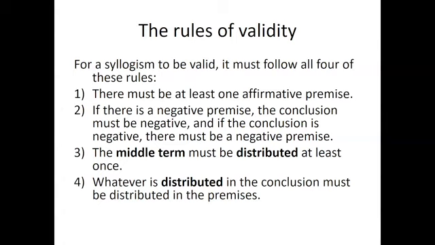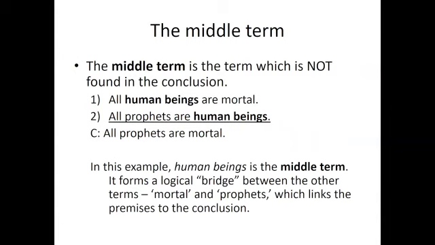That is that the middle term must be distributed at least once. And the 4th rule is that whatever is distributed in the conclusion must be distributed in the premises. So this requires us to understand what the middle term is and what it is for a term to be distributed. Okay, so the middle term is the term which is not found in the conclusion.